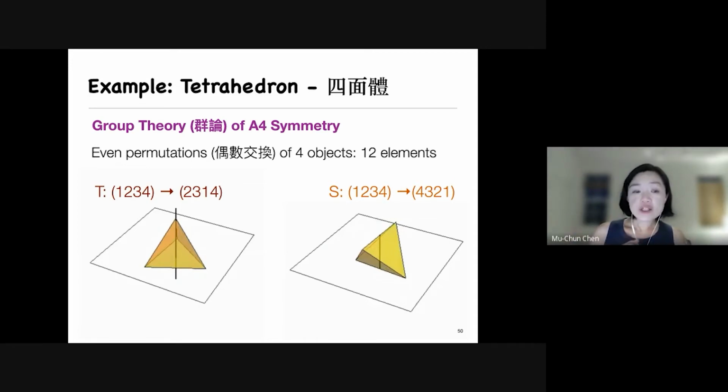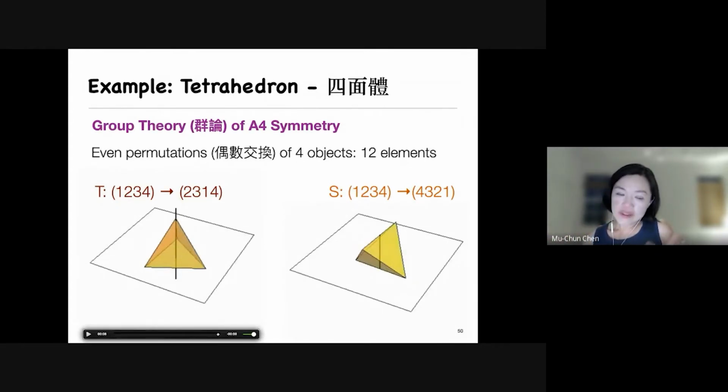This corresponds to even permutations, or 偶数交换, of 4 objects, right? So you can actually work out how many different permutations you can have. And it turns out that there are 12 such permutations. So for example, if you start out with 1, 2, 3, 4, and you want to permute, say interchange, 就交换1跟2, that's like 1 permutation, right? And then you can interchange 1 and 3 again, then you lead to 2, 3, 1, 4. So this is 1 even permutation you can have.